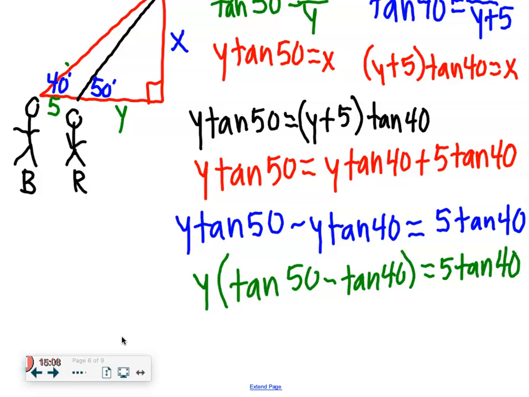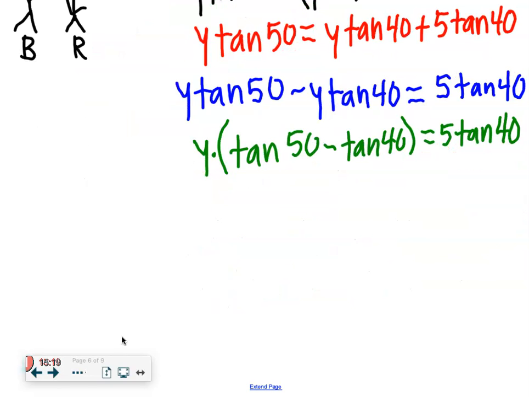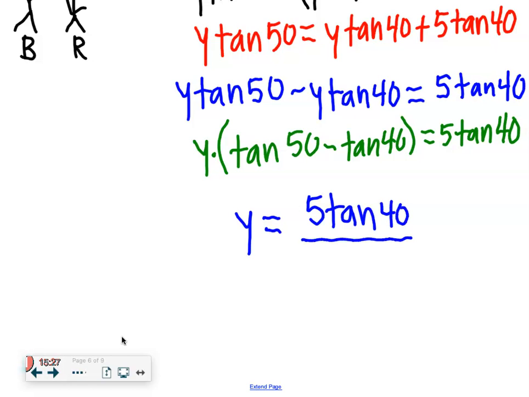Y equals tan 50 minus tan 40. This is multiplying. How do I undo multiply? Divide. We're almost done. I'm sorry, can you go step by step from the top? Yep.